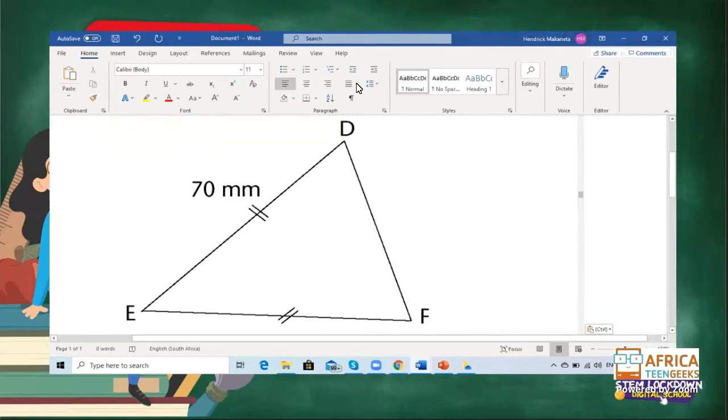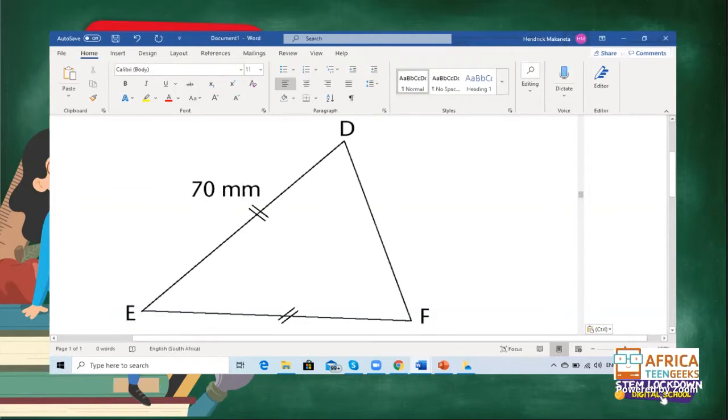And how do you find that? By adding all the sides. Thank you very much indeed, Amo. So Amo has just shown us that all that you need to do now is to add all the sides in order to find the perimeter.